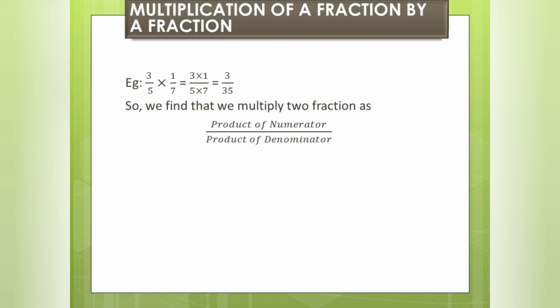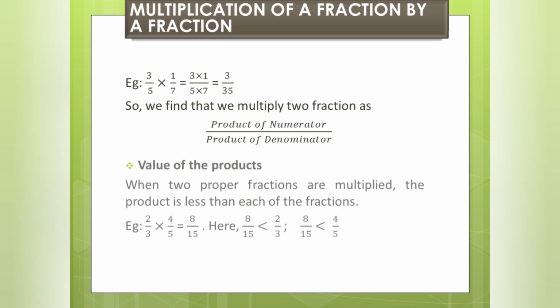Now we are going to learn multiplication of a fraction by a fraction. Example, 3/5 multiplied by 1/7. I already told you, in case of multiplication of fractions, we have to multiply the numerators as well as the denominators. So here 3 ones are 3, 5 sevens are 35. So we'll get the answer 3/35. So we find that to multiply two fractions, in short we can write product of numerators upon product of denominators.